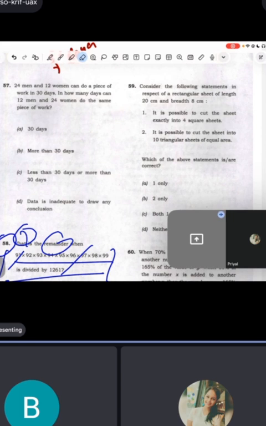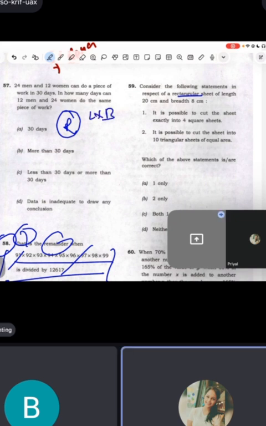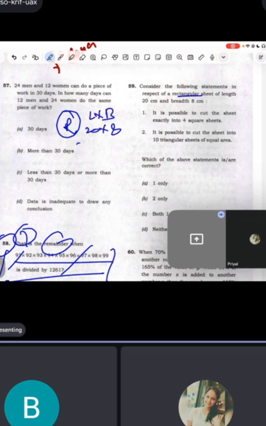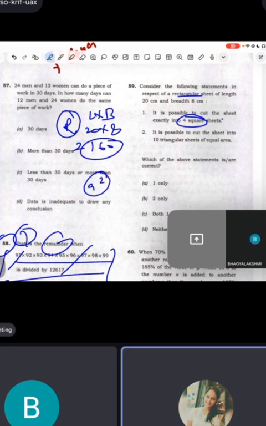See what is given first. A rectangle. Rectangle area means length into breadth. It means 20 into 8, which is 160. It means a total area of 160 is there. But now they are asking about squares. So what is the area of a square?